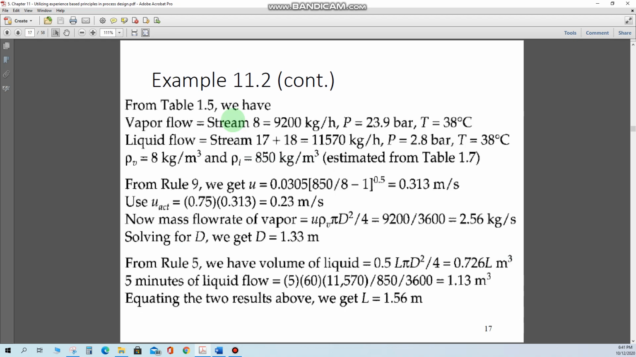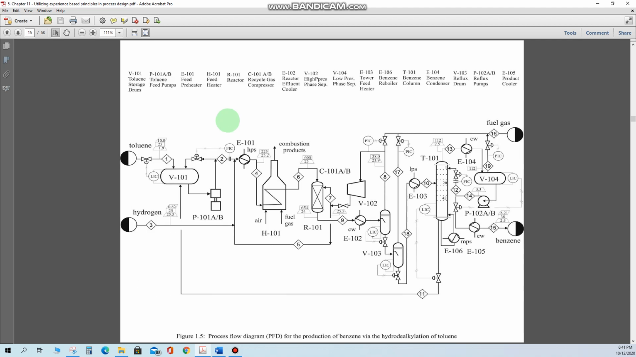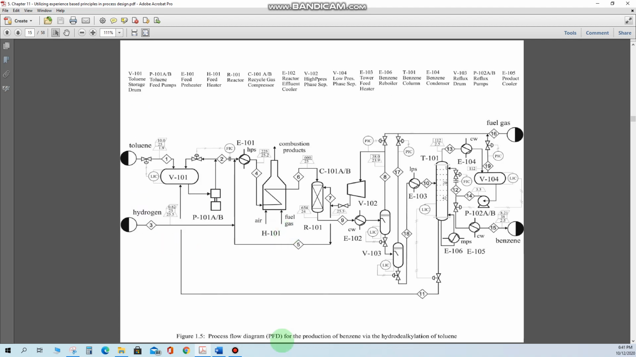So let us start with this one. Here is the process flow diagram, and the first unit that we have to consider is V102, which is vessel 102. So where is this one? Basically this is vessel 102, and the name of this one is the high pressure phase separator, which is a type of vessel. And to solve this system, we will use the heuristics for the vessel. Now let us see how we can actually use this.